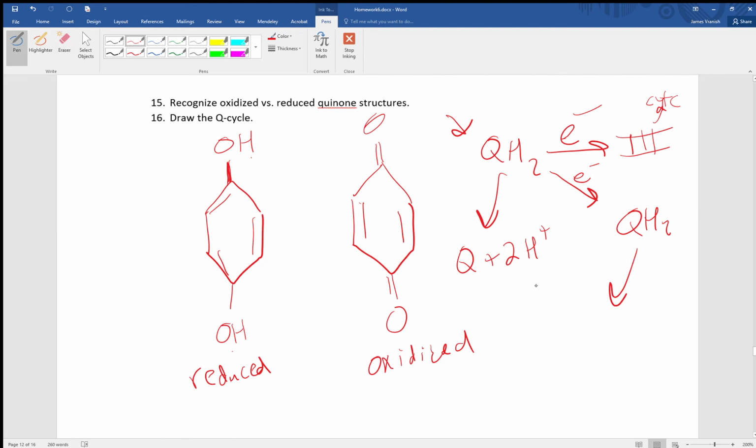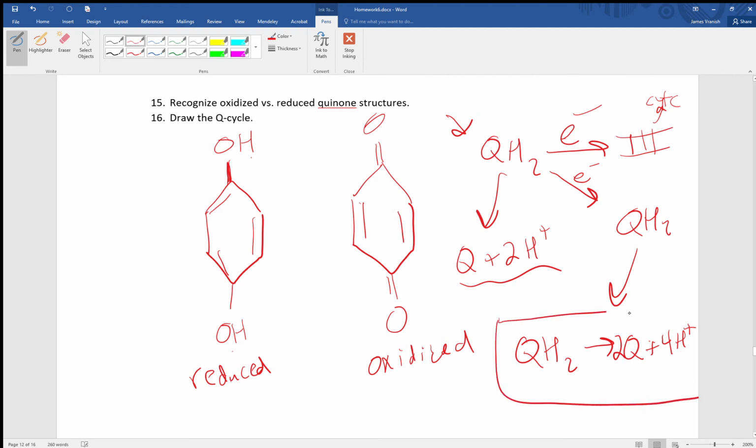Now, the entirety of this Q cycle is that we took 2 QH2s and donated their electrons on to other things. But as our products here, the 2 initial QH2s became 2 Qs and 4 protons. We also got this additional QH2 at the second site. Since we have QH2 on both the products and reactants, we can eliminate one of them.